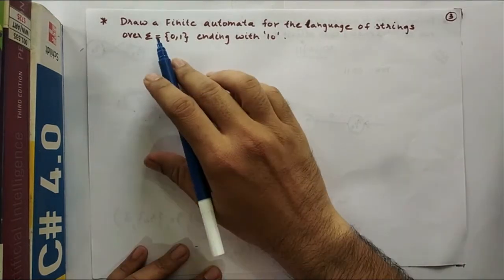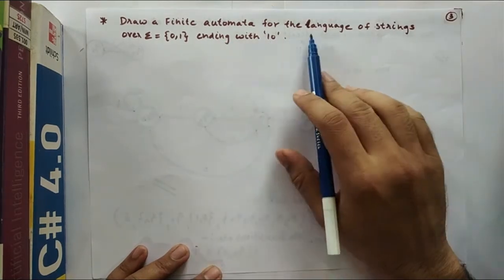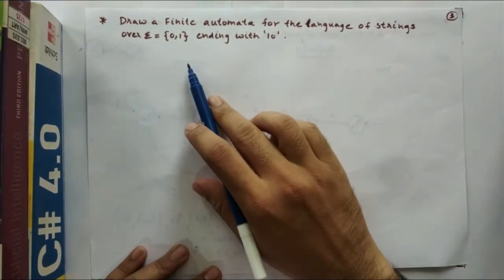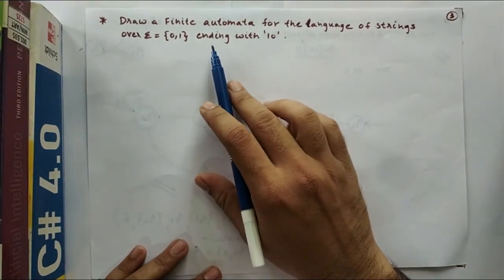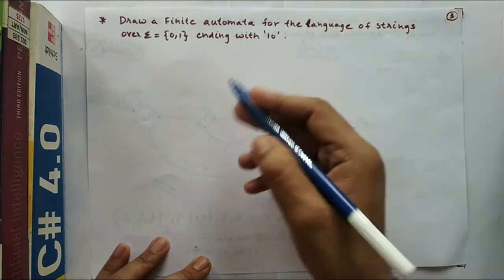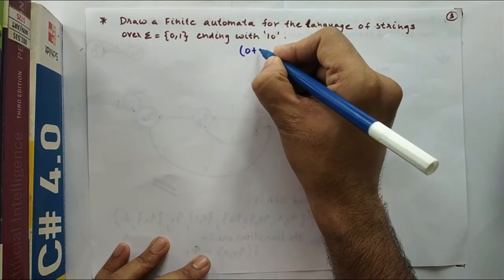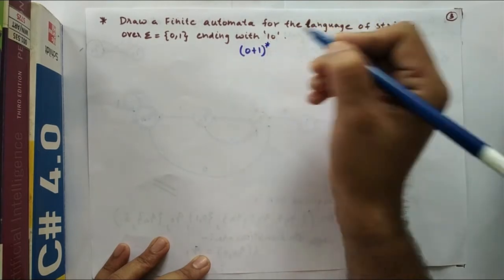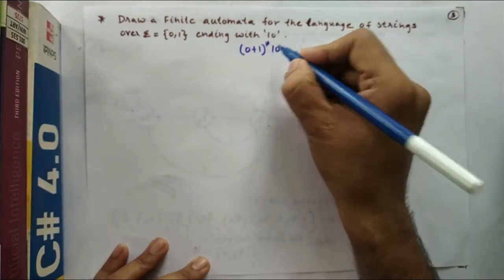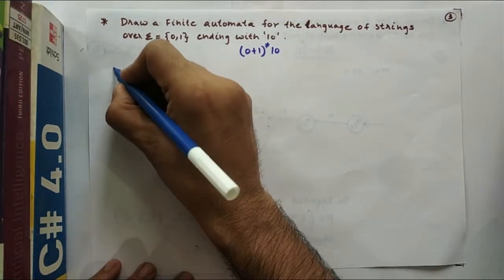In the next problem, we are supposed to design the finite automata for the language of strings over sigma equal to 0, 1, and the string should end with 1 0. So the regular expression for this would be: the first half of the string can be any combination of zeros and ones, and the string should end with 1 0.